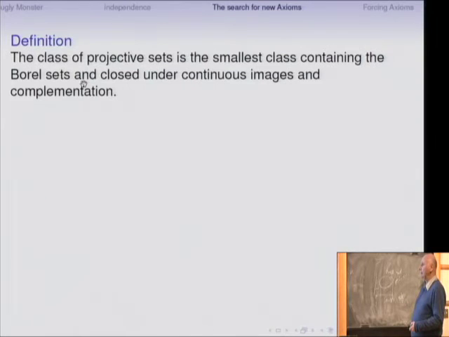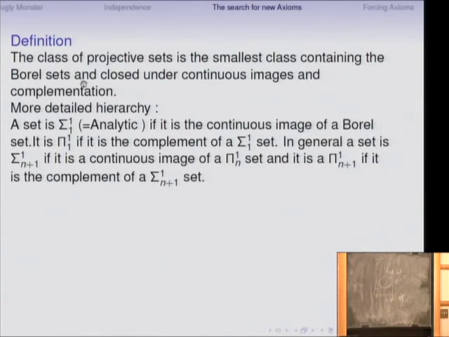Well, not really. Because let us introduce the following definition. The class of projective sets is the smallest class containing Borel sets and closed under continuous images and complementation. So really what you're talking about is you start from Borel sets. Now I'm introducing the modern terminology, close to the notation that you use, I'm sure. A set is sigma 1-1, analytic, if it's a continuous image of a Borel set. We already introduced that. It's pi 1-1 if it's the complement of a sigma 1-1 set. In general, a set is sigma 1-(n+1) if it's the projection, or the continuous image, of a pi set on the previous level, and pi 1-(n+1) if it is a complement of sigma 1-(n+1). And projective means that it's somewhere in this hierarchy.